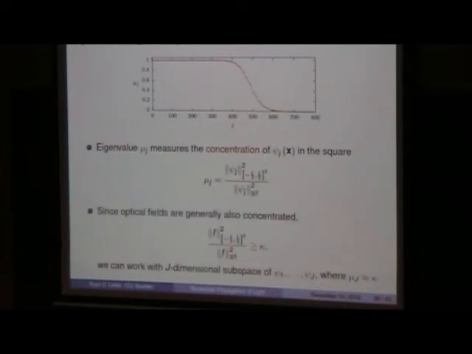What this means for us is that if we're looking at an optical field that's concentrated inside the aperture, we only need to work with the prolates whose eigenvalues are close to 1, because those are exactly the ones that are also concentrated inside the aperture. So it means we can work with a finite dimensional subspace of functions.